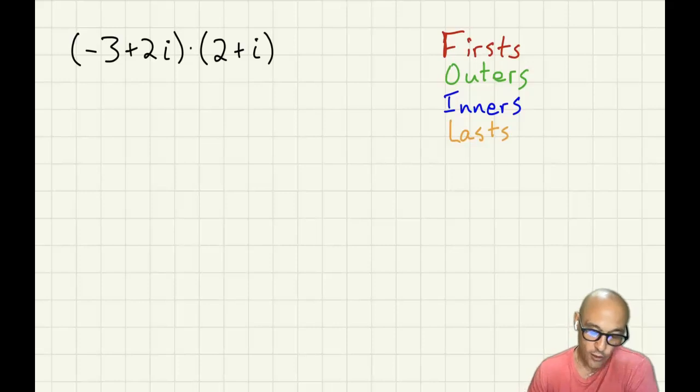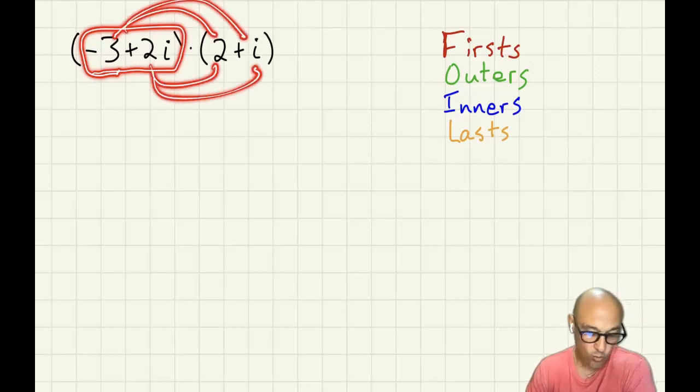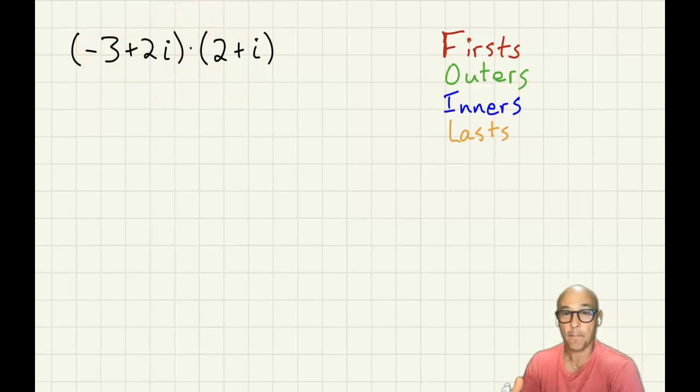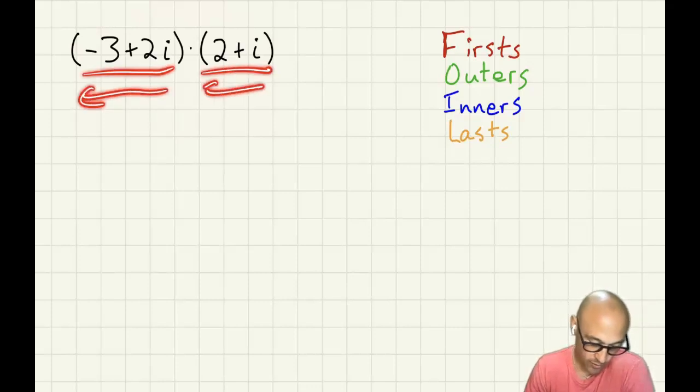So we're going to use FOIL, firsts, outers, inners, lasts, because really what we're doing is we're distributing each of the terms in this complex number to each of the terms in the other complex number. And so we have to do that one at a time. And it's going to be just like multiplying two binomials as well. So I'm using FOIL. Firsts means, again, so these two, so the first terms are those ones.